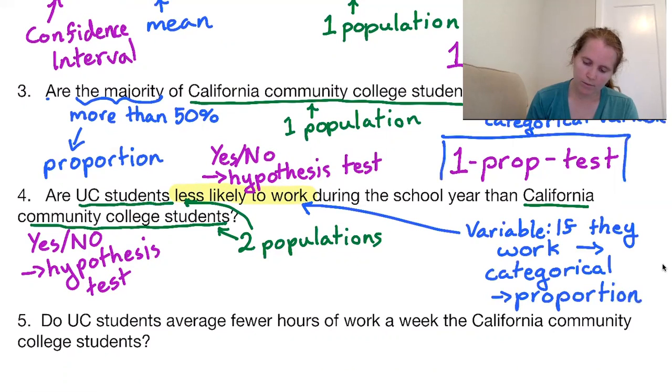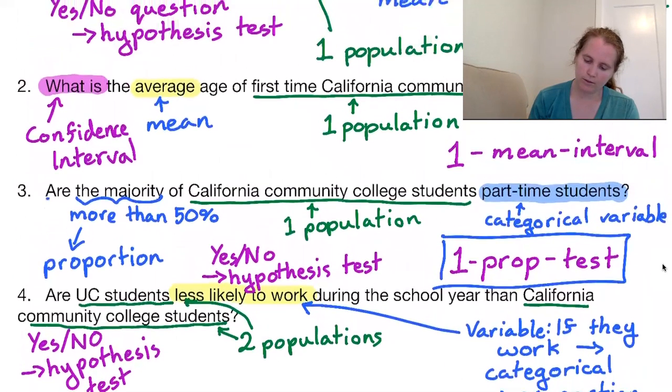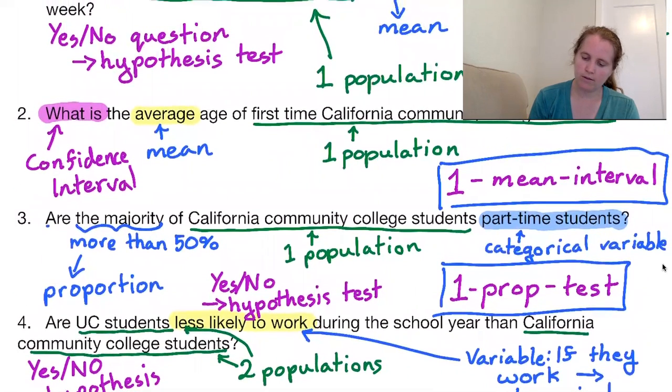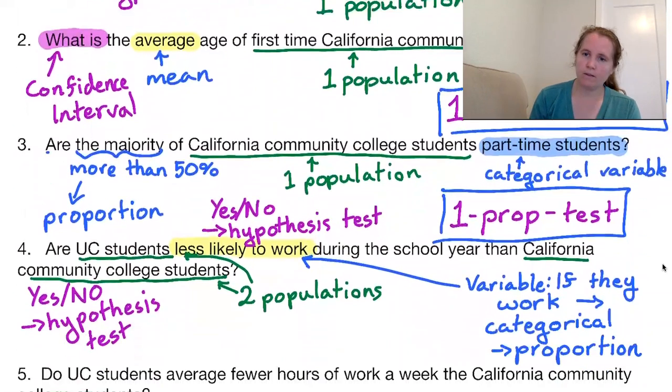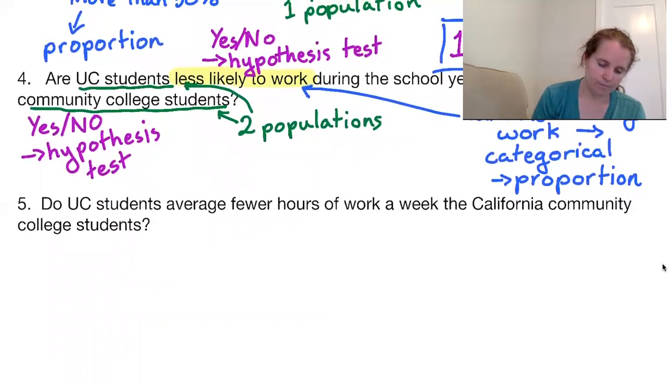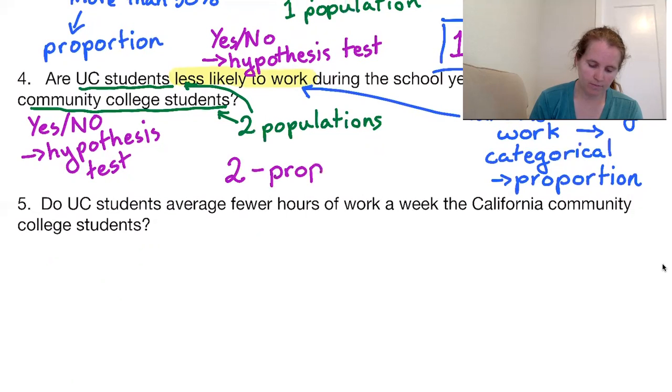I'm just going to box the answers since this one's going to be in a different place than the others have been. So for this one, we are dealing with two populations, so I'm going to use a 2. We are talking about proportion, and we are doing a hypothesis test.